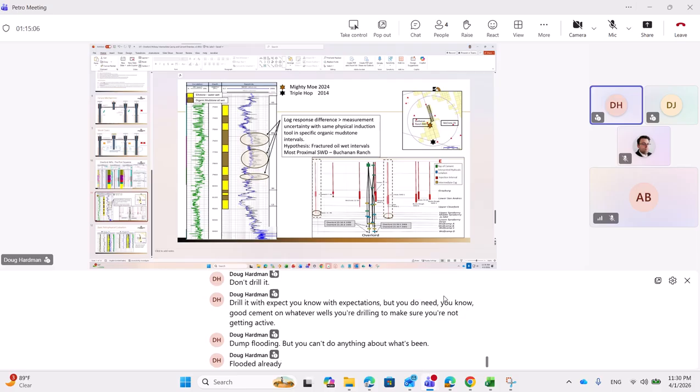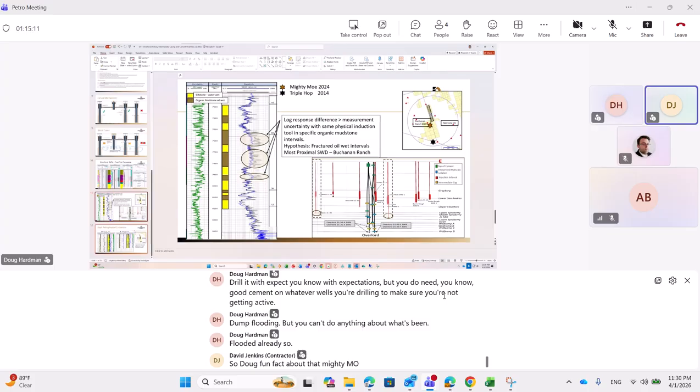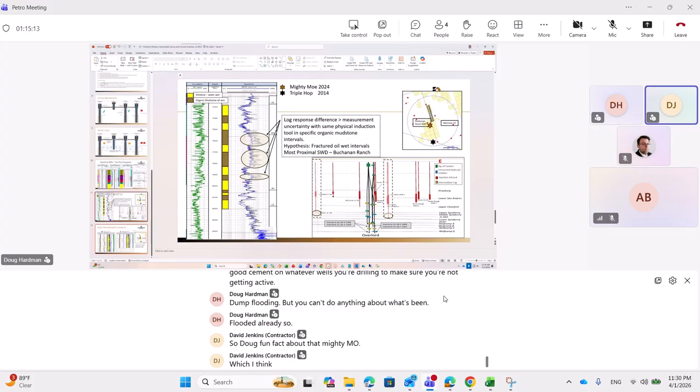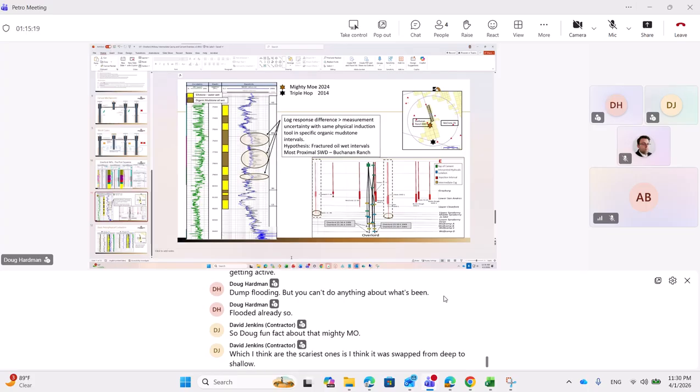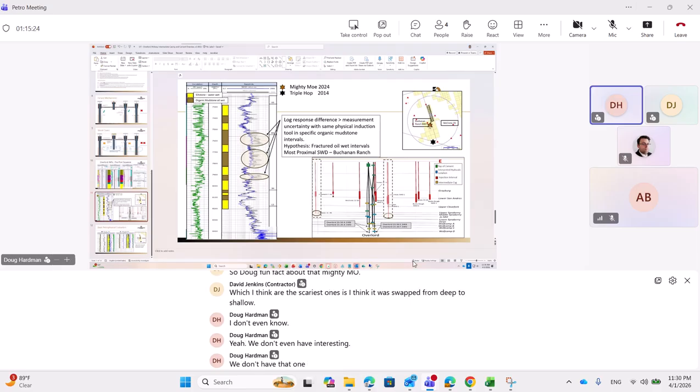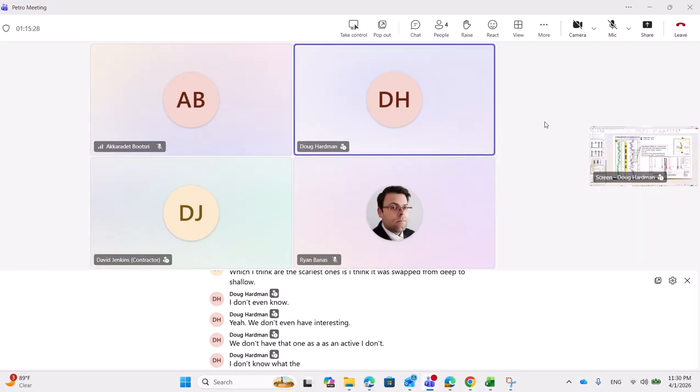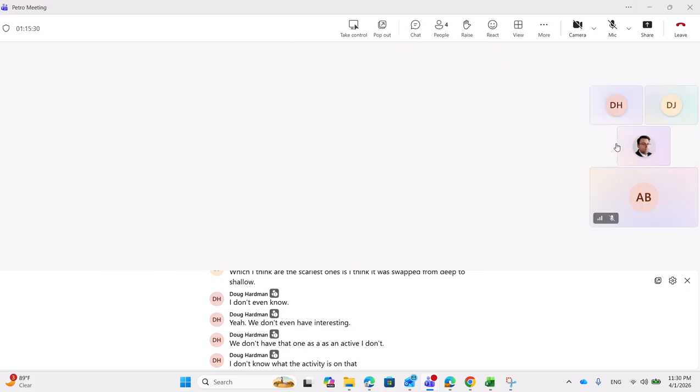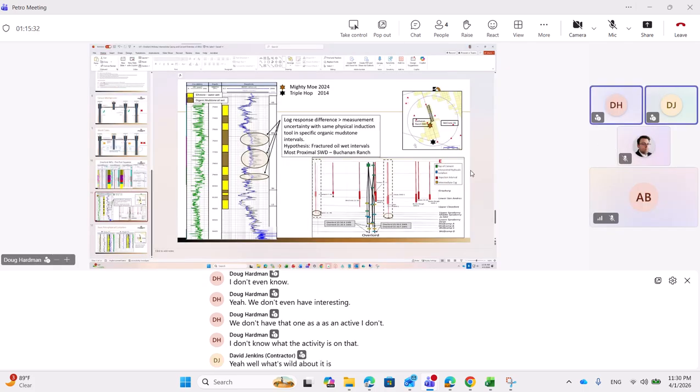So Doug, fun fact about that Mighty Mo, which I think are the scariest ones, is I think it was swapped from deep to shallow. I don't even know. We don't have that one as an active. I don't know what the activity is on that. Yeah, well, that wild one about it is when they drilled an offset WD, that well ballooned like crazy.